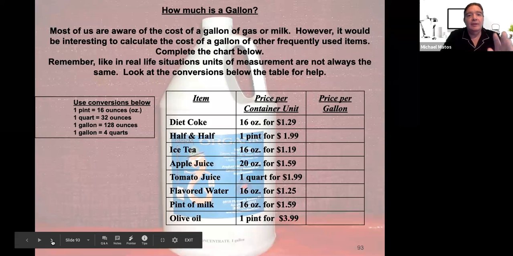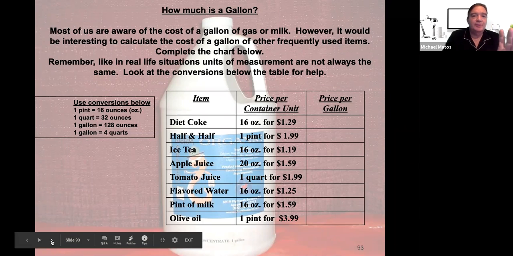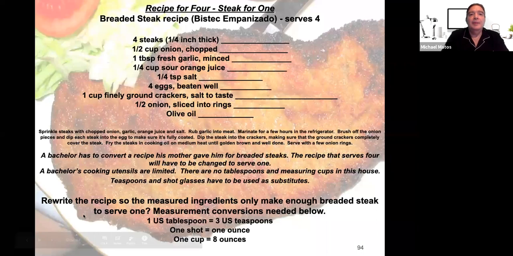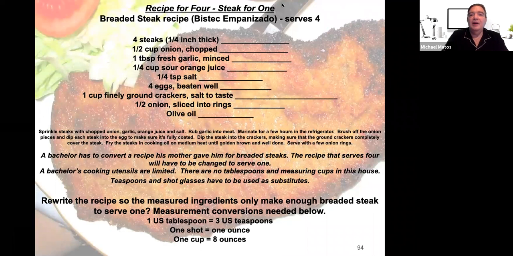Same thing here, price per gallon. We always think of the price of a gallon of gas as being something that's crucial. What about gallons of other things? And the recipe, as I mentioned, with that recipe page where you can find thousands of recipes, another good thing to look at.